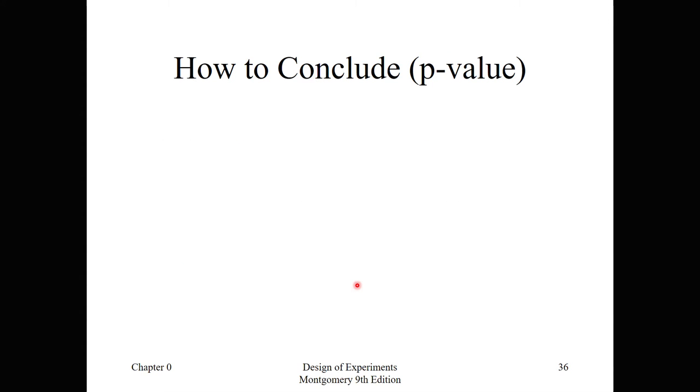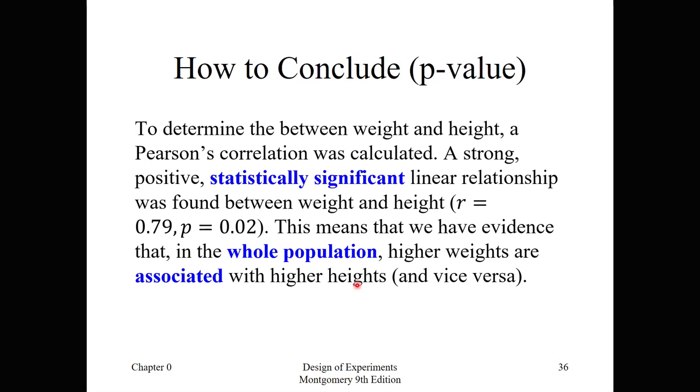So how do we conclude using a p-value? Note that this is quite a bit longer than "the results are significant." I'm describing a bit about the population in the first sentence. So this is, what did you do? I ran a Pearson's correlation. What did you find? Well, I found a strong, positive, statistically significant linear relationship. So this is a description of what the relationship is.